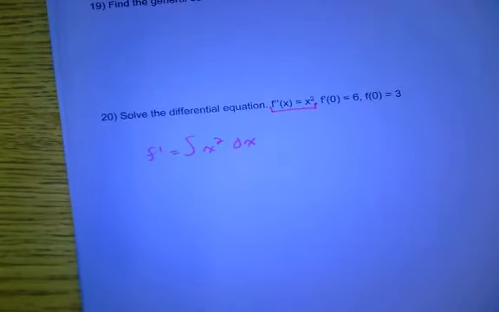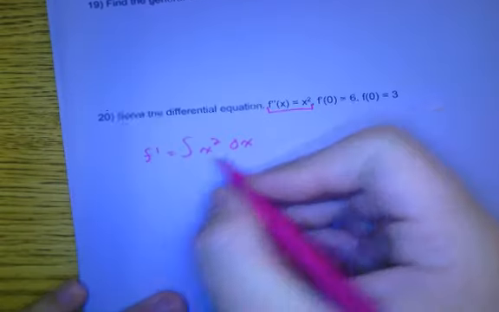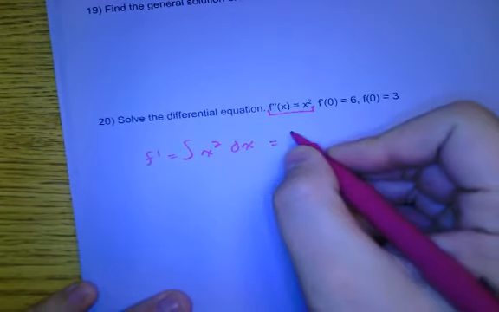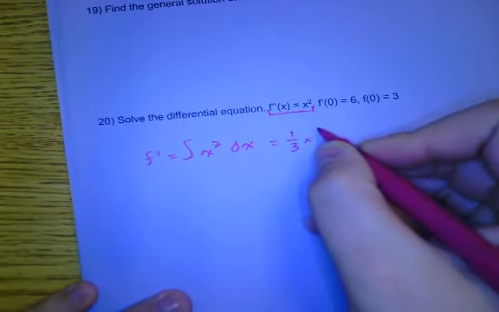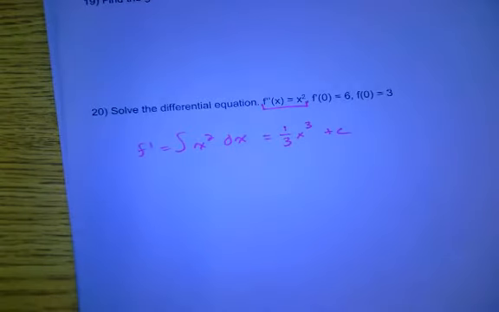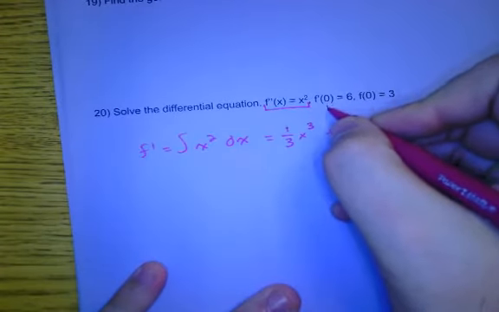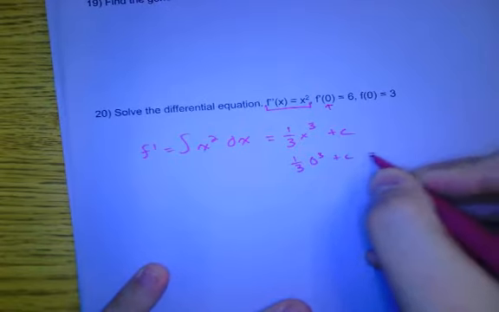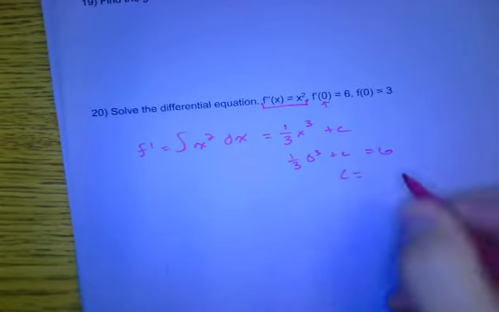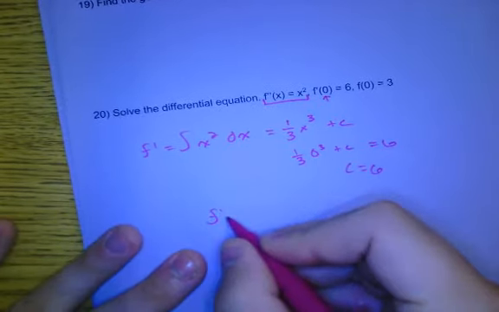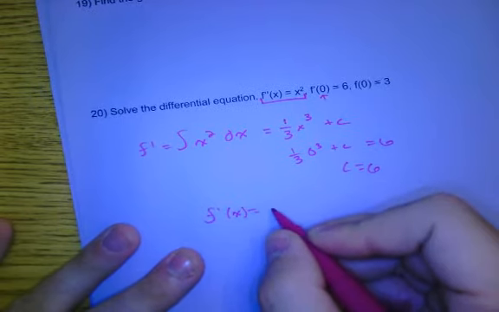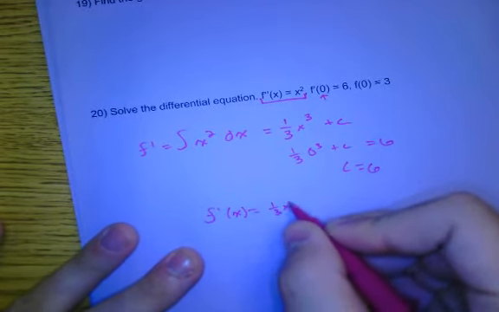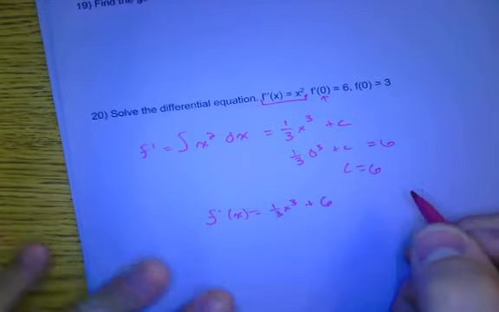What is the antiderivative of x squared dx? 1/3 x cubed, you all said? Plus c? How can I find that c? Plug in the 0 and set equal to 6. So I'm going to get 1/3 0 cubed plus c equals 6. So c is going to equal 6. So my f prime of x is going to equal 1/3 x cubed plus 6.